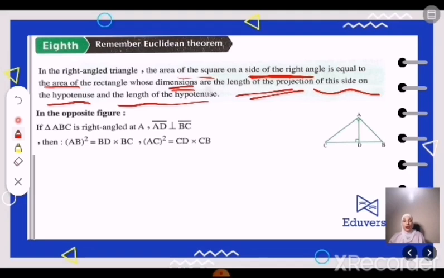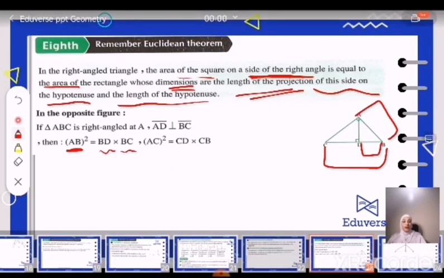The area of the square on the side of the right angle, if you try to draw a square here, its area will be what? It will be the area of the rectangle whose dimensions are the length of the projection of this side on the hypotenuse, and the length of the hypotenuse itself. That's the area of the square, which is AB to the power 2, will be BD multiply BC. The product of the two dimensions here.